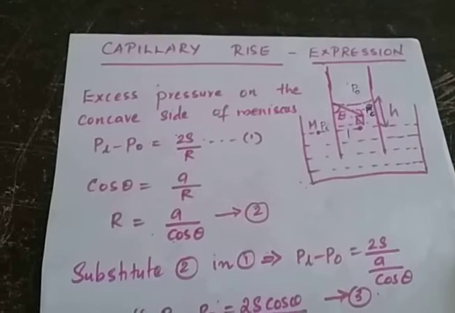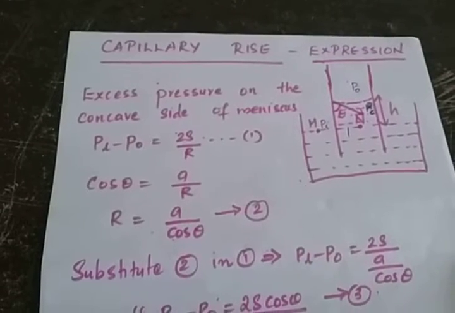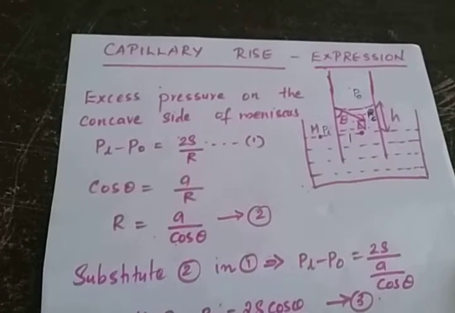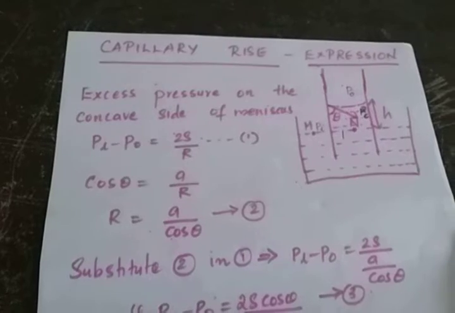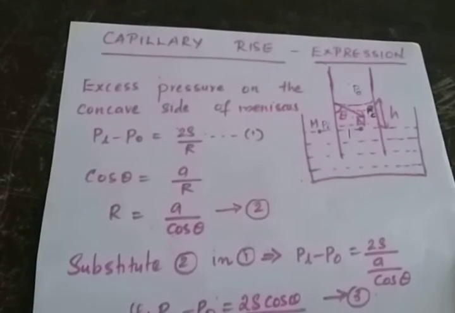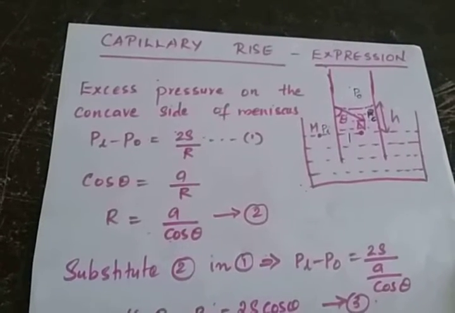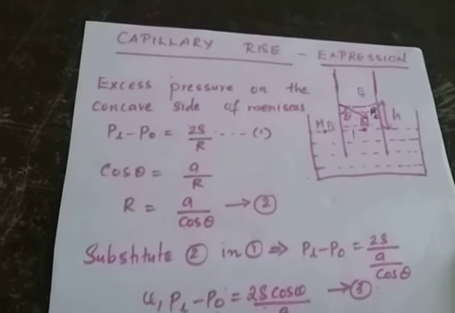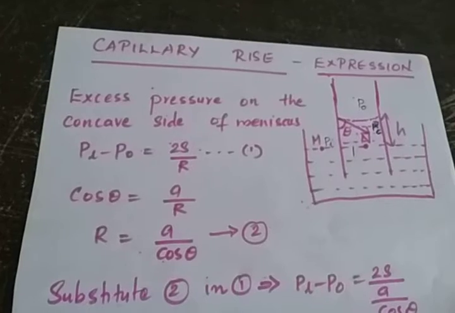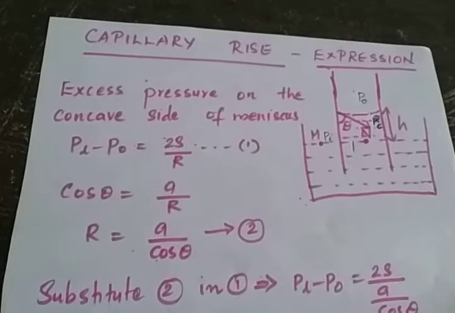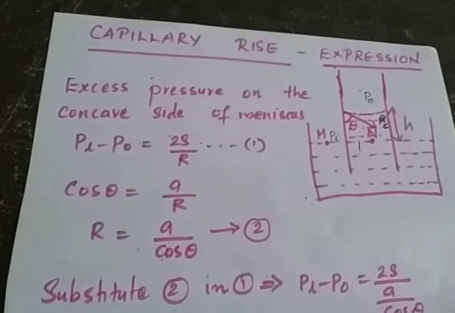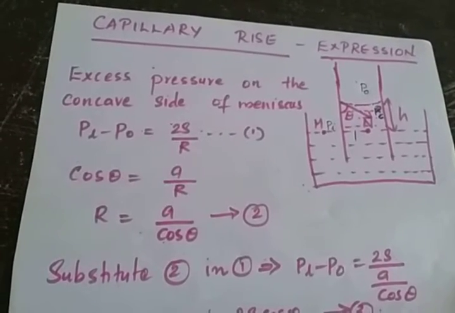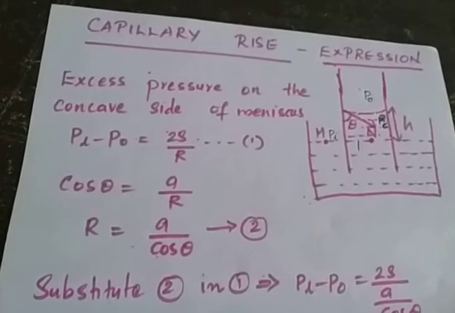See, a tube of very fine core is called capillary tube. That means a very narrow tube can be considered as a capillary tube. And when such a capillary tube is dipped in a liquid, the liquid immediately rises in the tube. Okay, so when a narrow capillary tube is dipped in a liquid, the liquid rises immediately through the tube. So this phenomenon is called capillarity or capillary rise.